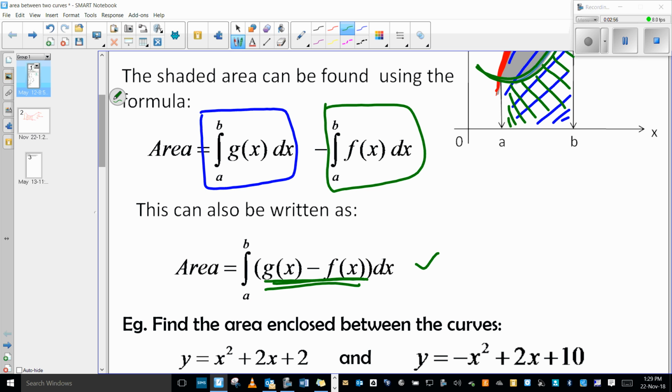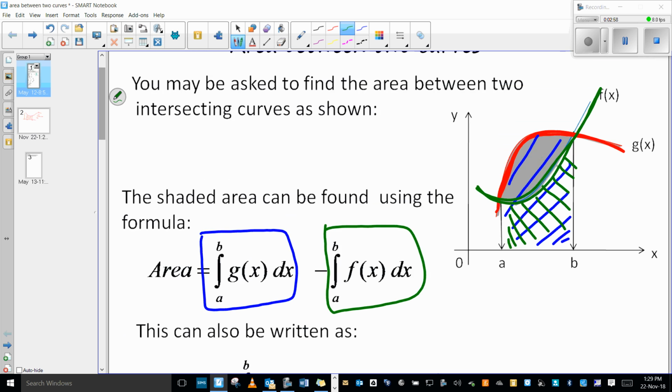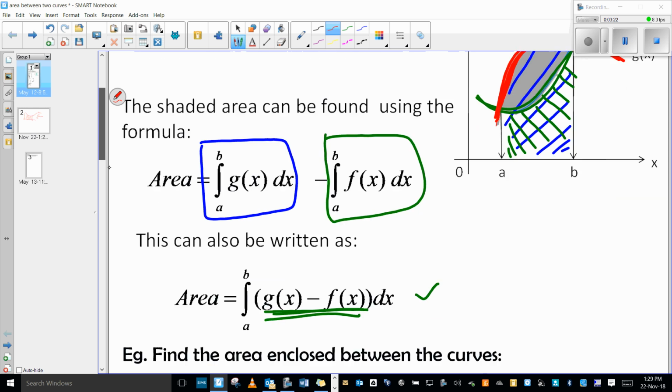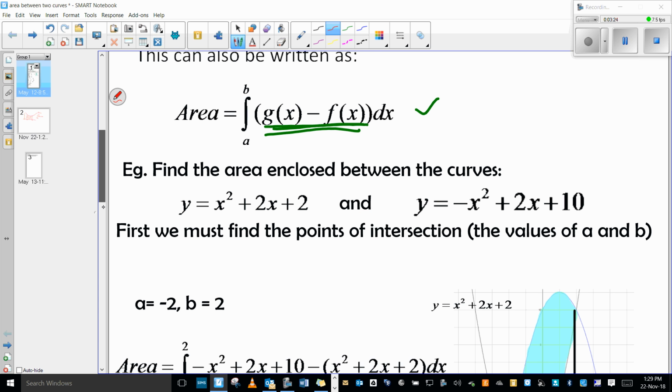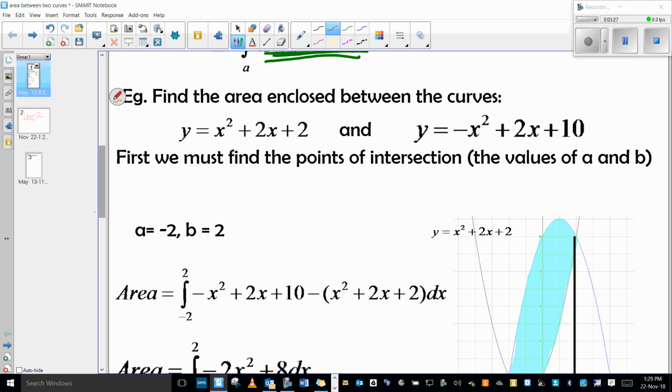The only thing that you need to recognize is which of the functions is on the top. Okay? So in this case, g was on the top and f was on the bottom. So that's why it was g subtract f. They're not always going to have nice pictures like this. Sometimes you're going to have to think about it more carefully. And this example is a prime one. So the question here says, find the area enclosed between these two curves.